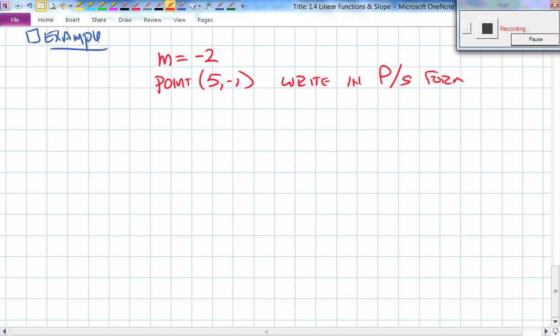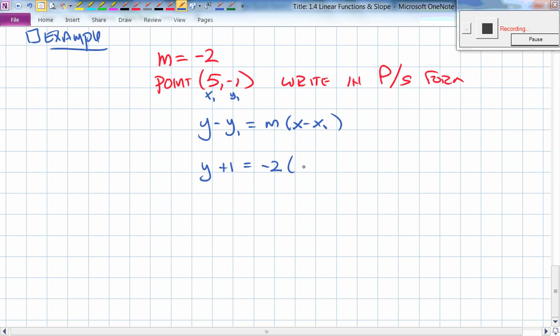Right, so we've been given a slope of -2, and we have a point of (5, -1). So if I want to put this into point slope form, I'm going to write y minus y1 equals m times x minus x1. So start with the generic. Then we're going to plug in my point, x1, y1. So I'm going to have y plus 1 equals the slope, which is -2, times x minus 5. And that is point slope form.